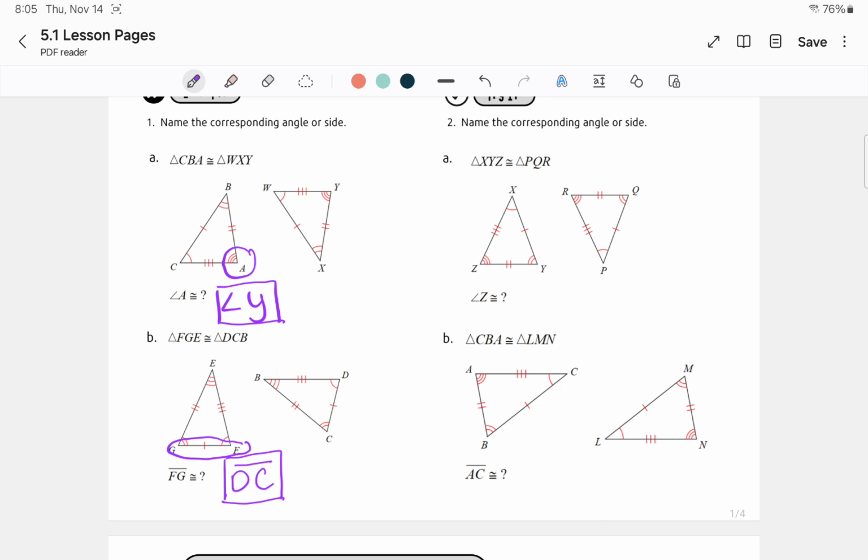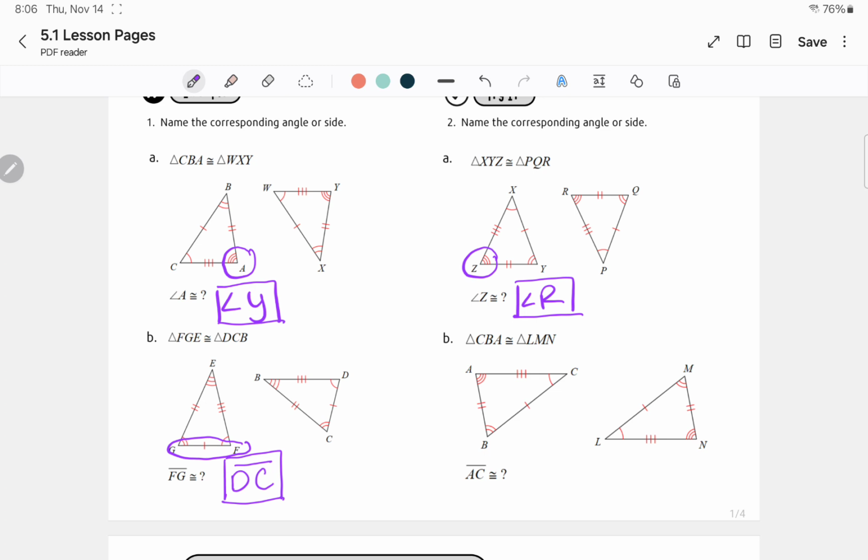All right, hopefully you paused the video and you tried the 2A and 2B by yourself. So for 2A, triangle XYZ is congruent to triangle PQR. So what is angle Z corresponding to, or what is that congruent to? So angle Z is right here. It's got three swoops. So it just happens to also have three swoops, like 1A. But it can have 1, 2, or 3 swoops. And so I'm going to look on the second triangle, which one has three, and that would be angle R. So that's my answer, angle R.